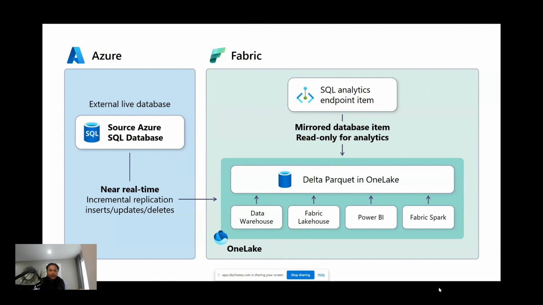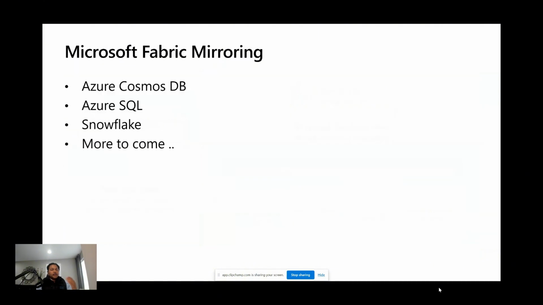This mirror database lives in Fabric in OneLake in the Delta Parquet format. So it's a lakehouse table, right? Being in Delta Parquet format means that you can use the SQL endpoint to run SQL queries and connect it to Power BI, and you can also do advanced analytics using Python, right? Microsoft Fabric mirroring is currently available for Azure Cosmos DB, Azure SQL, Snowflake, and more to come soon.